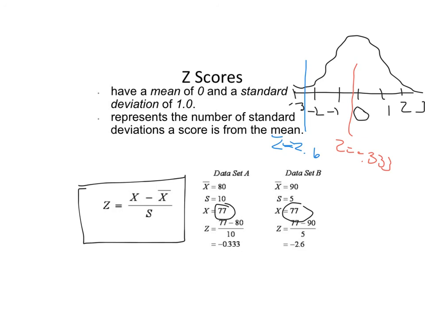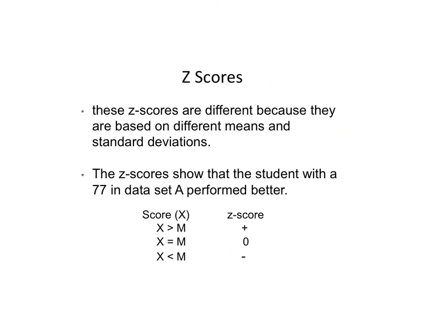Now, generally when you calculate scores, z-scores are different because they are based on different means and different standard deviations. So Class A and Class B had different means and standard deviations. You can see that the person in Class A performed better in this example. Now, generally what you'll see is if your x-score is above the mean, then you'll have a positive z-score. As we said, since the mean equals 0, if your x-score also equals the mean, you'll have a z-score of 0. And if your x-score is below the mean, you'll have a negative z-score.